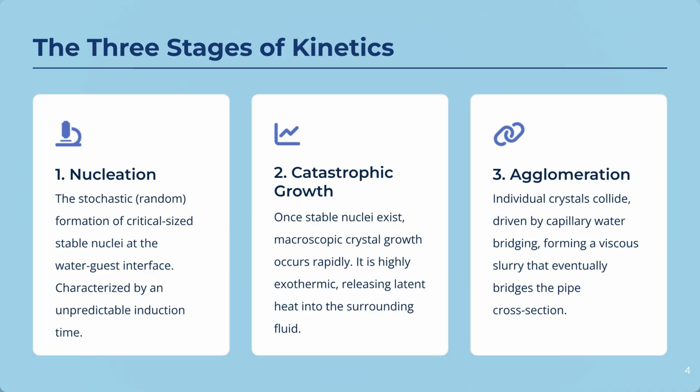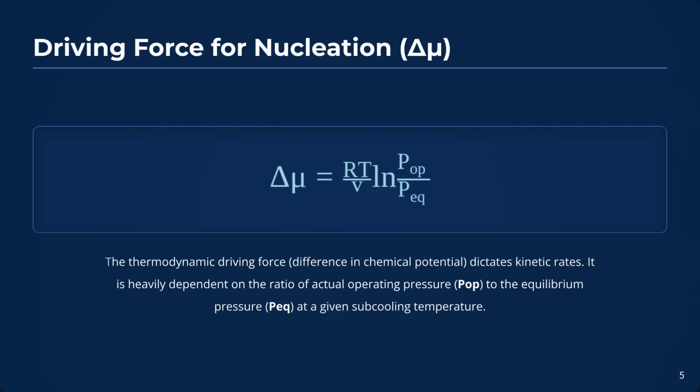Kinetic processes occur in three distinct stages: nucleation, where stable nuclei form; catastrophic growth, characterized by rapid crystal expansion; and finally, agglomeration, where crystals collide to form plugs. The driving force for nucleation is represented by this chemical potential difference, which depends heavily on the ratio of operating pressure to equilibrium pressure at a given temperature.